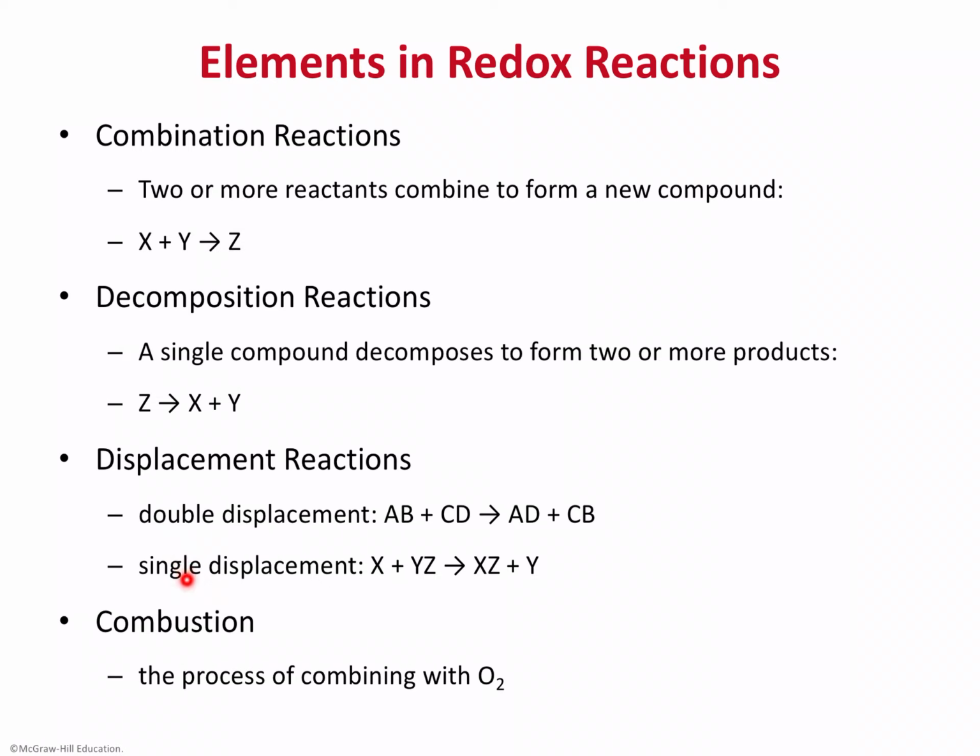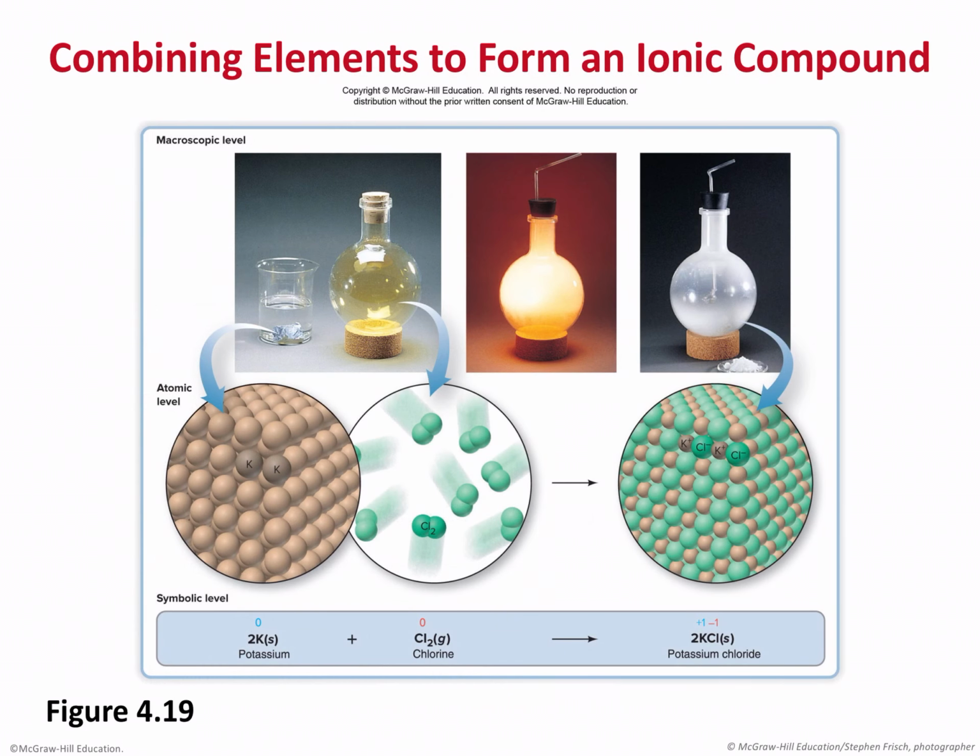Displacement reactions, there are two types, double displacement and single displacement. AB plus CD giving us AD and CB, or X plus YZ. One is being replaced, so Y is being replaced with X, forming XZ and Y. Okay, and combustion is the process of combining with oxygen. So these are some types of redox reactions, and these are some examples.